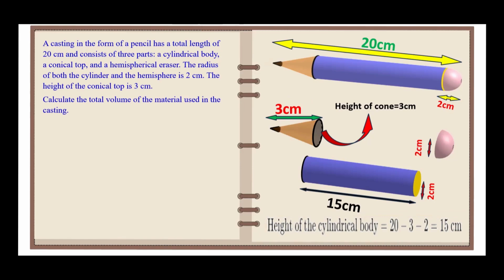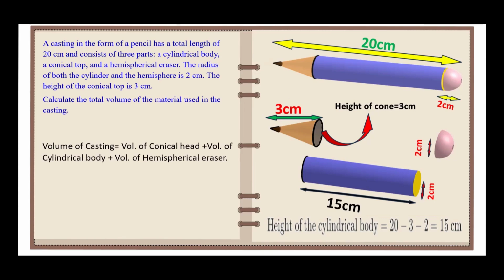We now proceed to look at how to find the volume of this casting. So the volume of this casting is going to be the volume of the conical head plus volume of cylindrical body plus volume of hemispherical eraser. So these three volumes will be added together to give us the volume of the casting. So the formula is showed on your screen now.